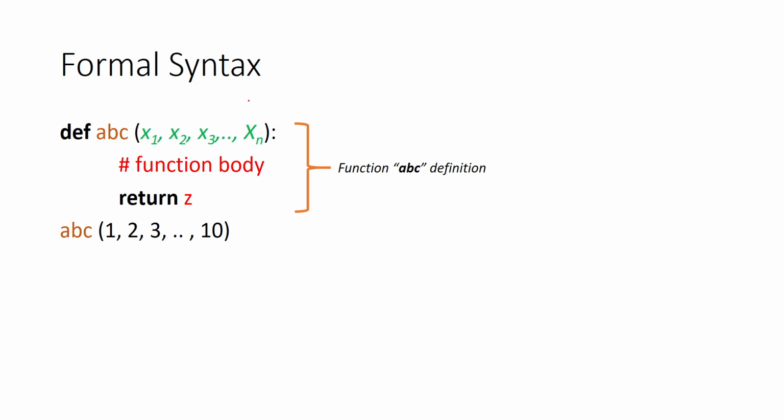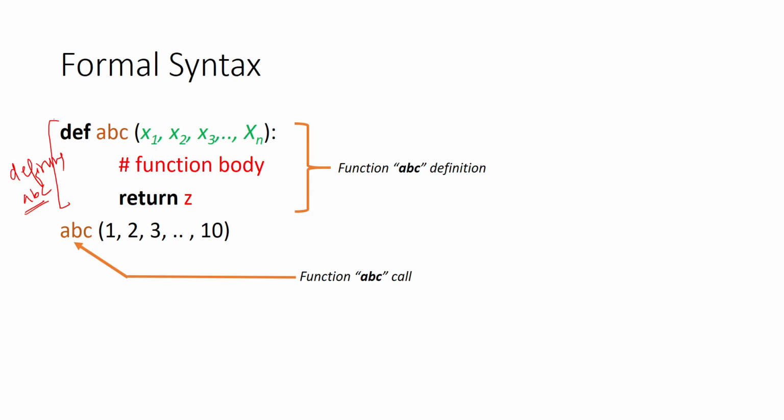So this thing is actually defining the function abc, right? And now the second thing is the call. The abc with 1, 2, 3 up to 10 is the actual call of that function abc in the program.